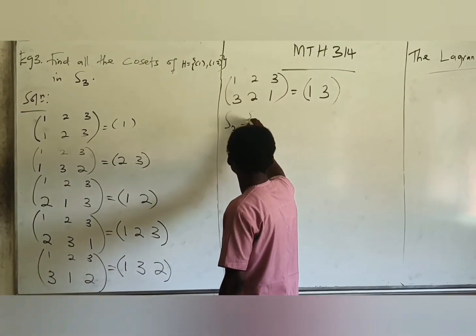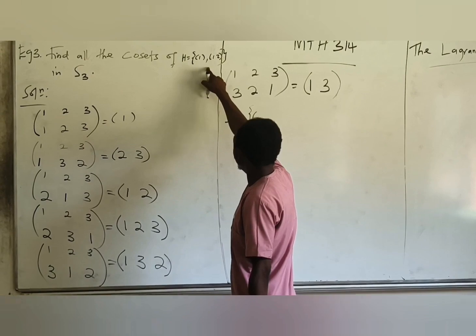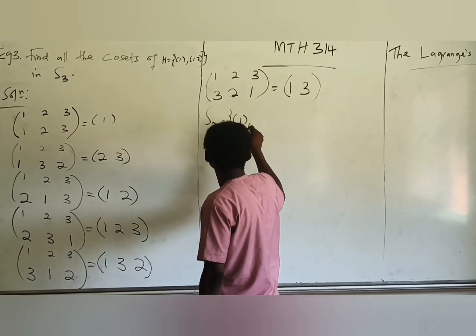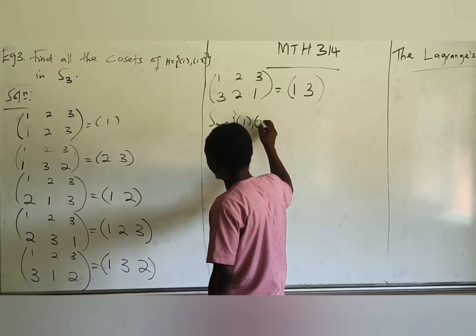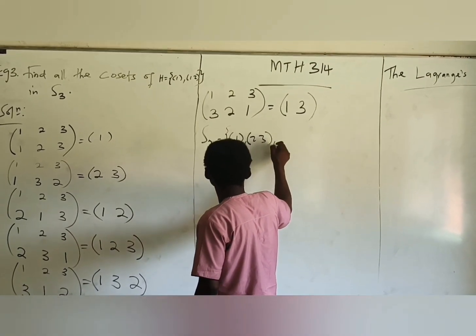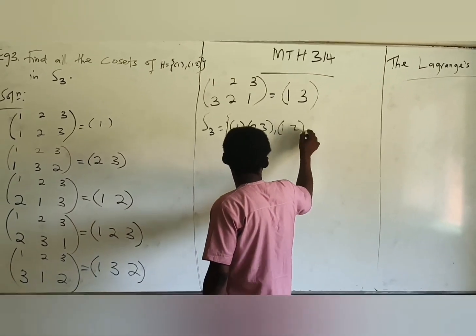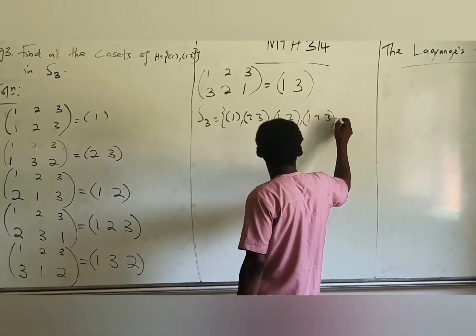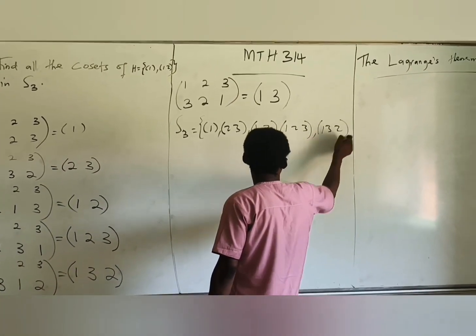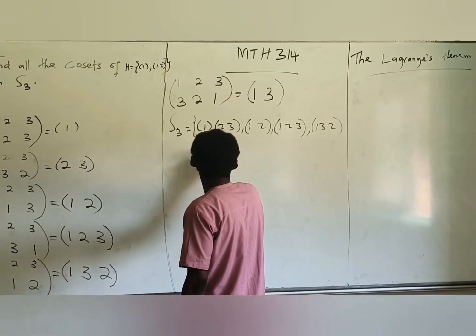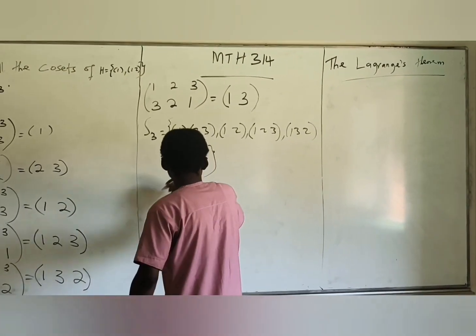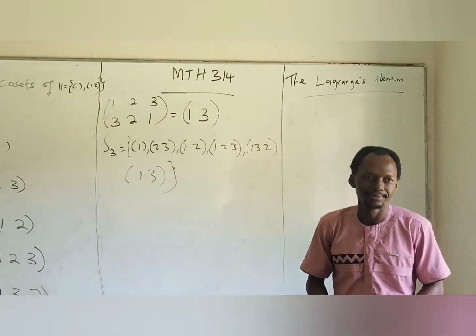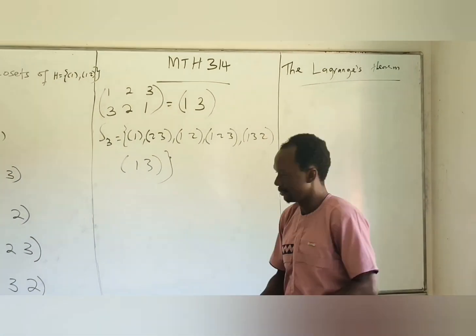So let's write, because this one is a cycle form, so let's write them. So the elements of S3 are what? 1, 2, 3; 1, 2; 1, 3; 1, 2, 3; 1, 3, 2; 1, 3, 2; 1, 3. Very good. Then close it.